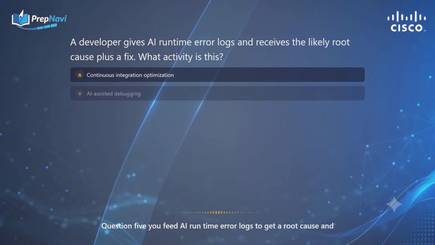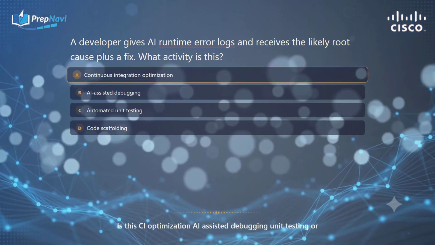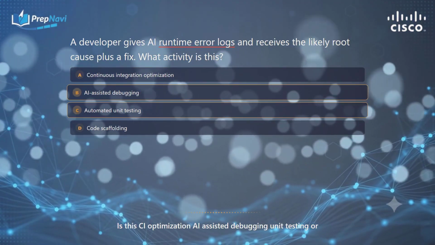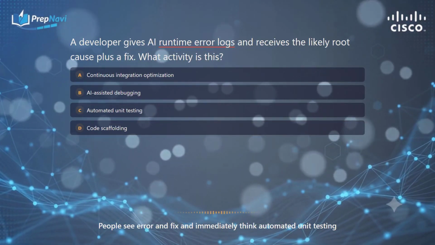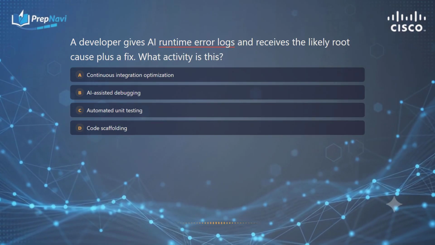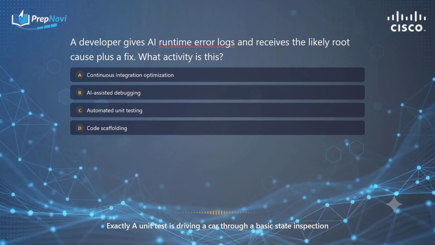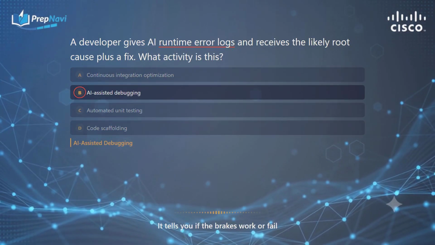Question 5. You feed AI runtime error logs to get a root cause and a fix. Is this CI optimization, AI-assisted debugging, unit testing, or scaffolding? People see error and fix and immediately think automated unit testing. Which is a trap, because testing is just a pass or fail check, right? Exactly. A unit test is driving a car through a basic state inspection. It tells you if the brakes work or fail.